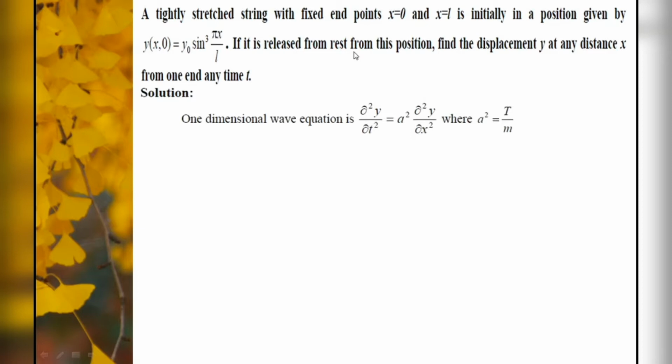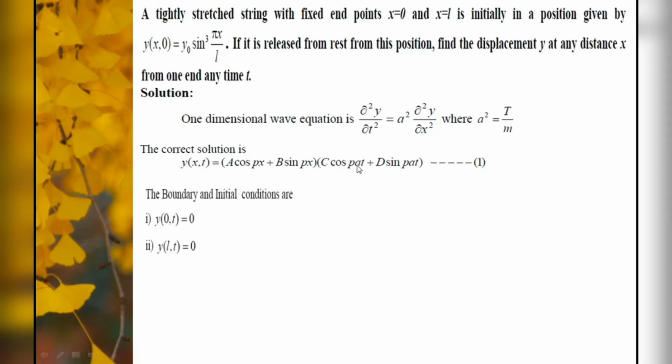We know that the one-dimensional wave equation is given by dou squared y by dou t squared equal to a squared into dou squared y by dou x squared, where a squared is nothing but tension by mass. We know the correct solution for the one-dimensional wave equation is y of x comma t equal to (A cos px plus B sin px) into (C cos pat plus D sin pat). We have to choose the solution which is periodic in terms of x as well as in terms of t. Now, we know the boundary conditions.